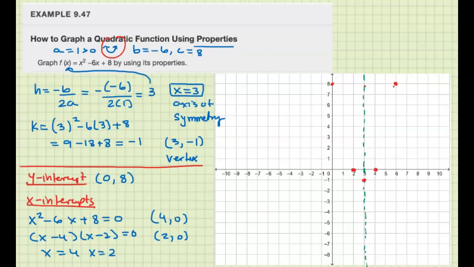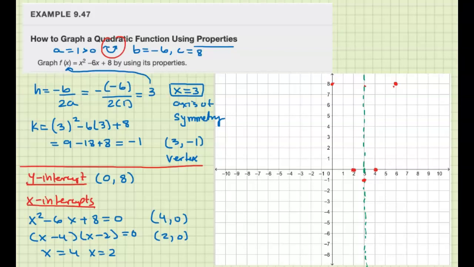If you like, you can pick more points and plug it in. Sometimes it's necessary to pick more points because if you're graphing it, it turns out you don't have any x-intercepts. You're like not getting a very good picture. All right, so let's see, we can fill in more points here.